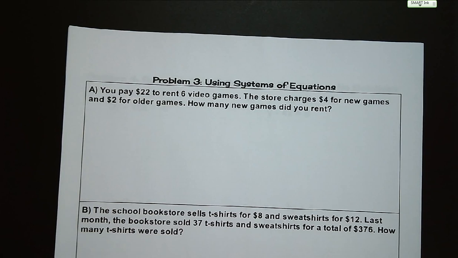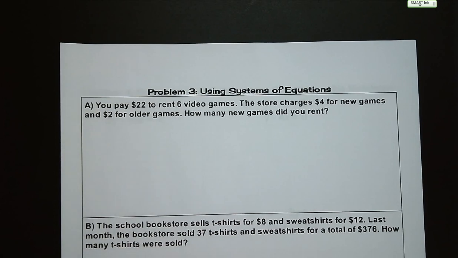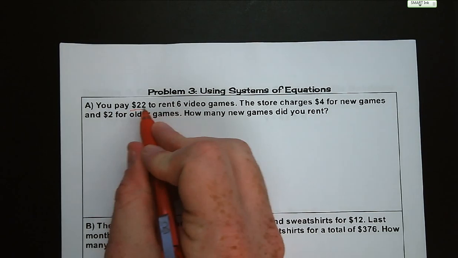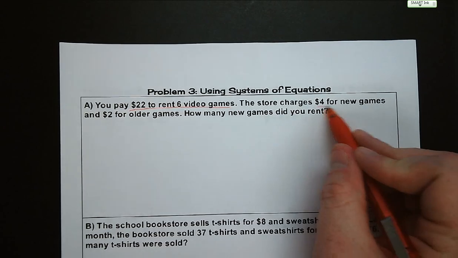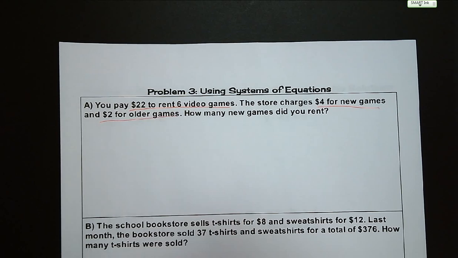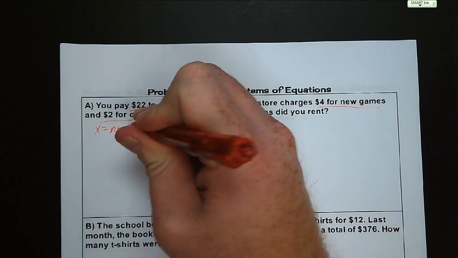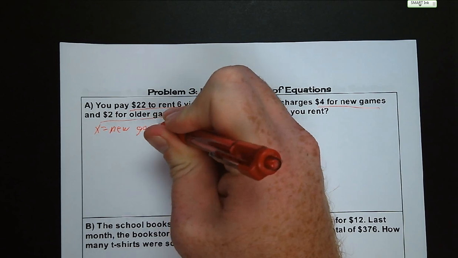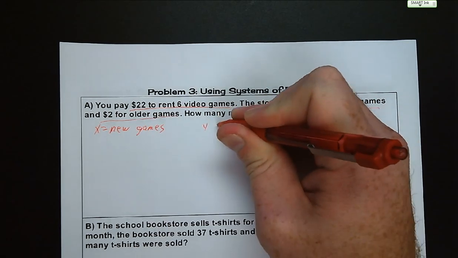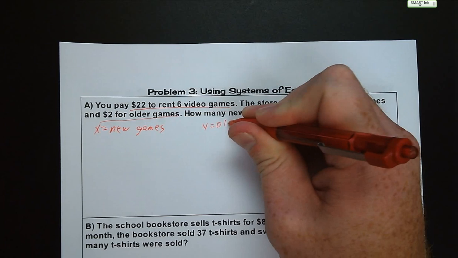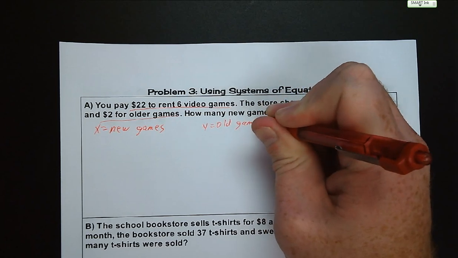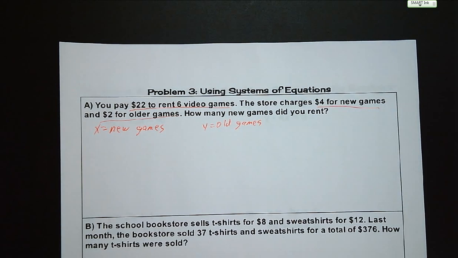So you pay $22 to rent 6 video games. The store charges $4 for new games and $2 for old games. How many new games did you rent? So we need to define some variables. So I'm going to say x is my new games and y is my old games.